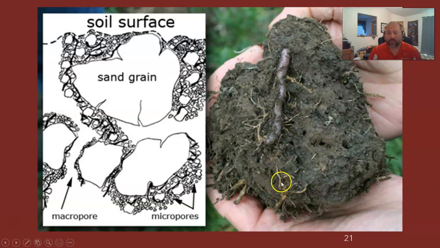So there's macropores, and then you can see the little roots and stuff. There's ways that water and air, and definitely right here you can see the plant roots can work their way through the soil.